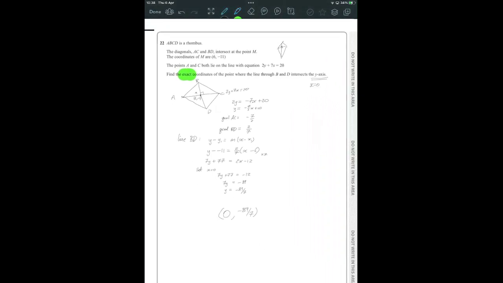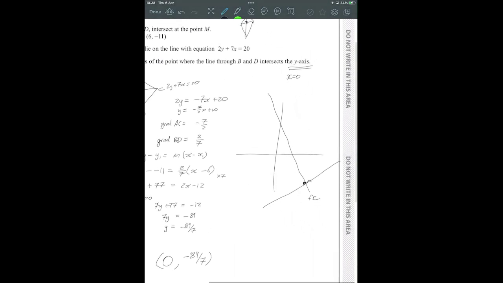The other thing to think about is, did I expect a negative answer, and quite a large negative answer at negative 12? Well, A to C, and this is probably where you can draw your picture slightly better, AC has a negative gradient going through 10. So quite a steep negative gradient going through 10. So that's my line AC. M is at the point 6, negative 11. So M's down here somewhere. So BD is actually in this direction. That's my line BD.